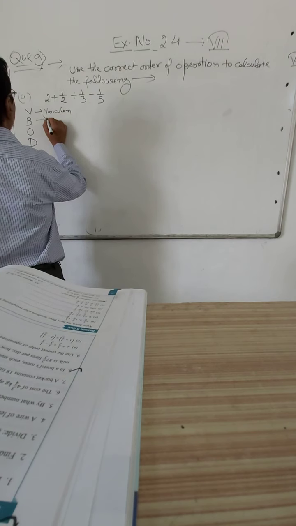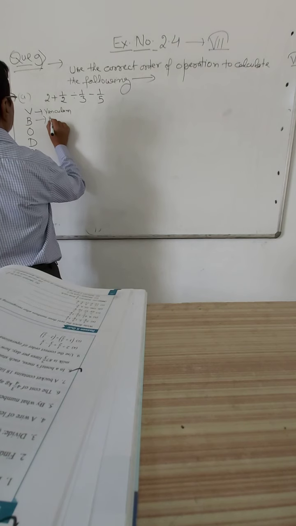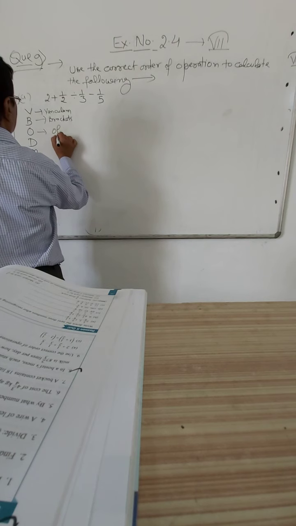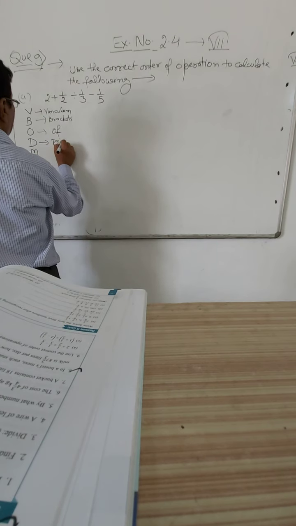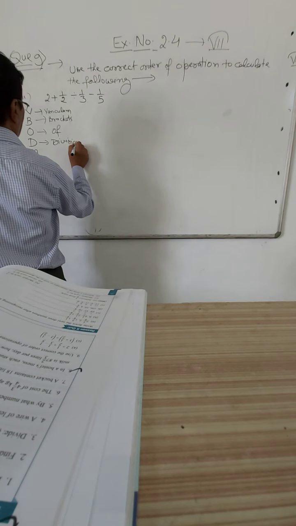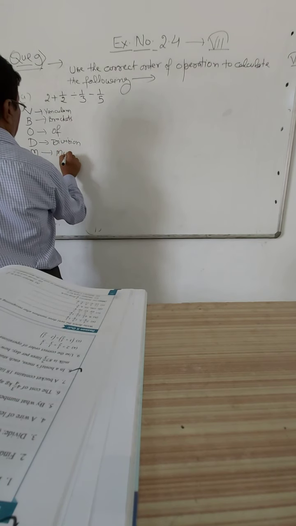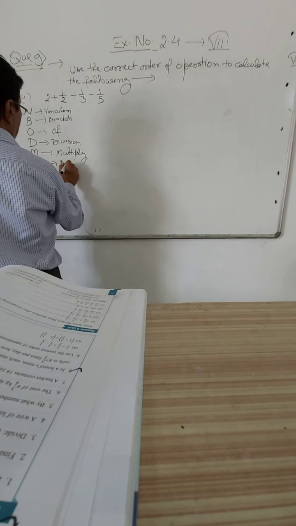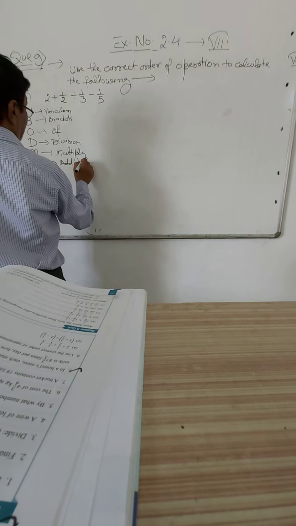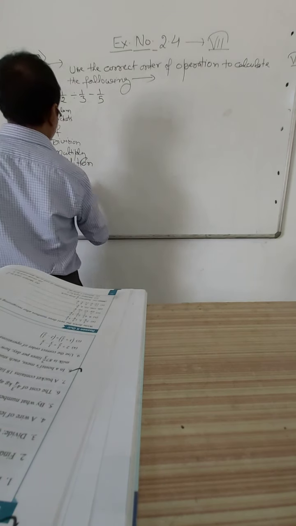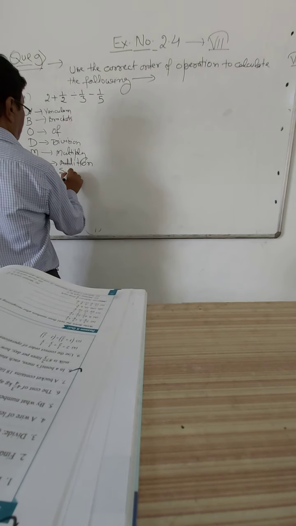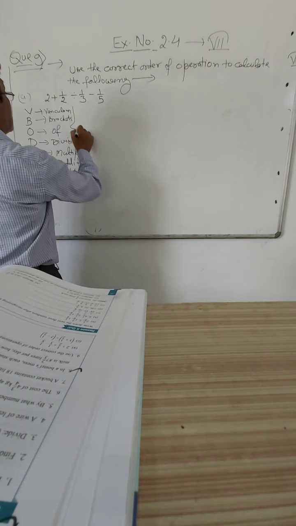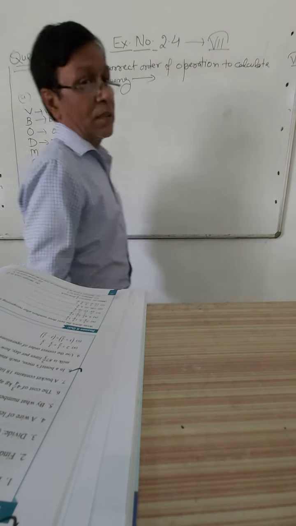This is brackets. This is of. This is divide, the division. This is multiplication. This is addition. And this is subtraction. So this is the correct order of solving this sort of problem.